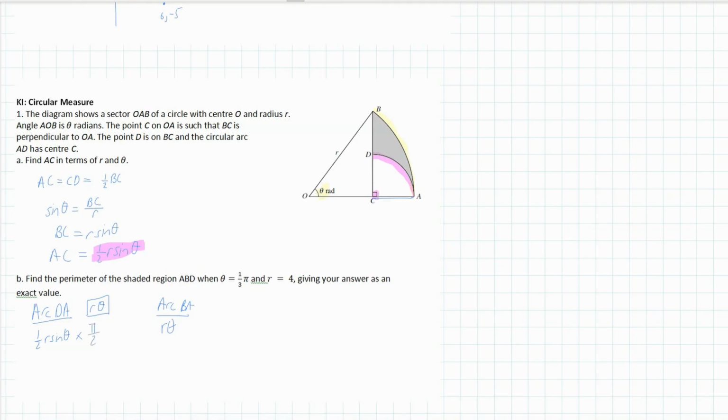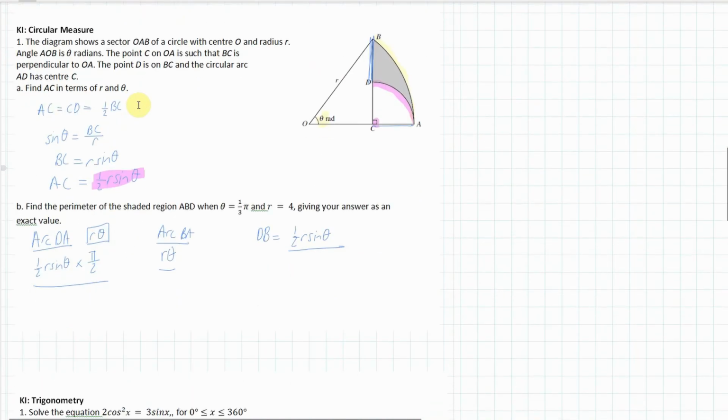And then of course we've got DB, and DB equals half R sine theta, because it's equal to AC, and D is the midpoint of CB. So we're just going to add all of these together. Now, when we add them all together, we should get, let's have a look, let's put this into numbers.